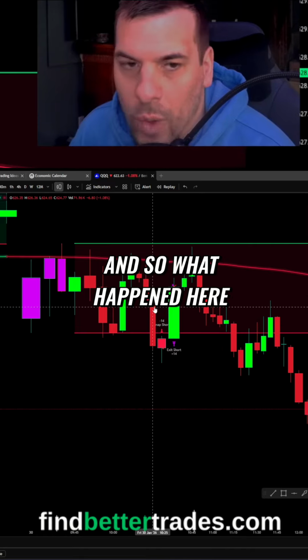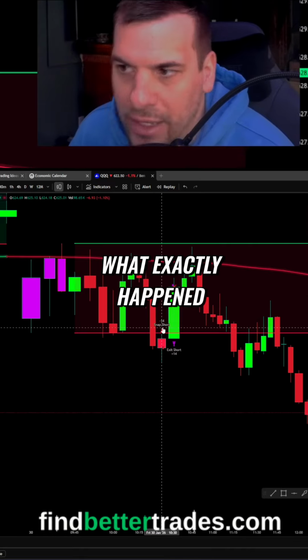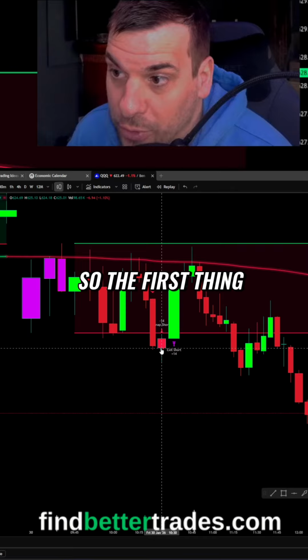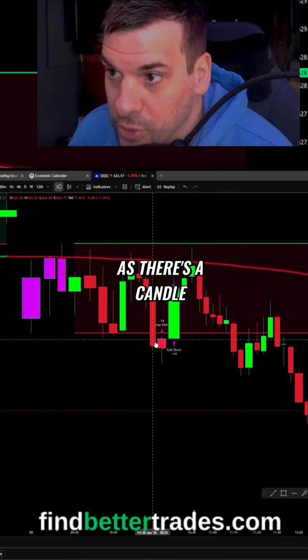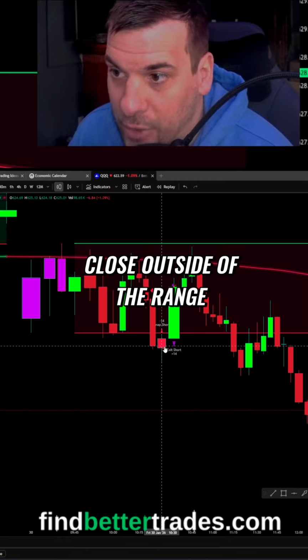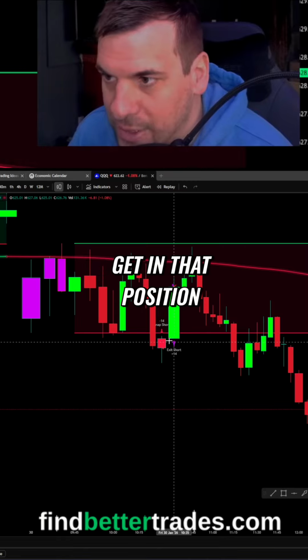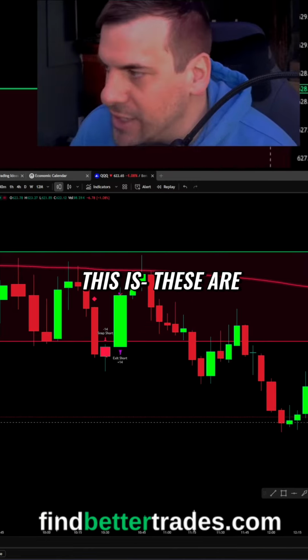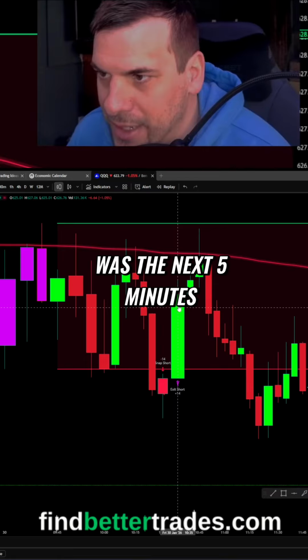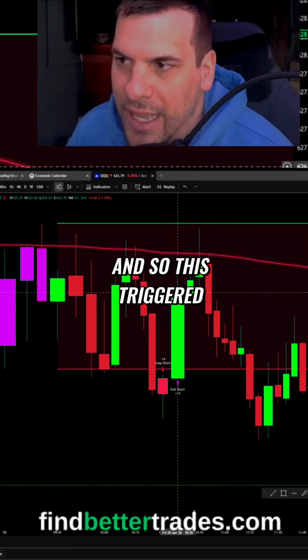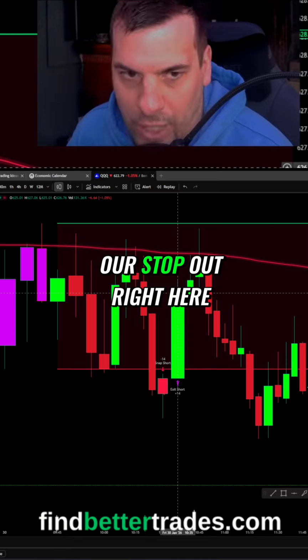So what happened here? What exactly happened? Why did we get in? Why did we get out? The first thing is we got in right here at the close. As soon as there's a candle close outside of the range, we go ahead and get in that position. And then from here, these are only 5-minute candles, and what a recovery it was the next 5 minutes. This was a big volume candle, and so this triggered our stop out right here.